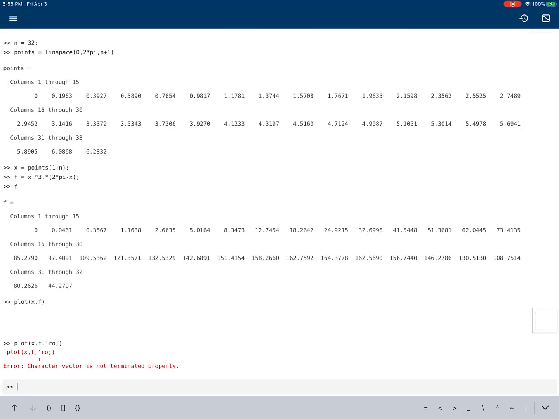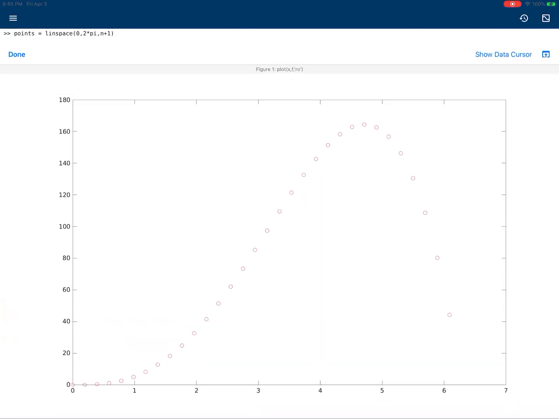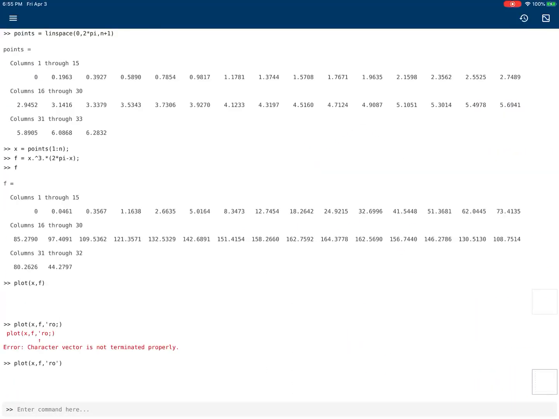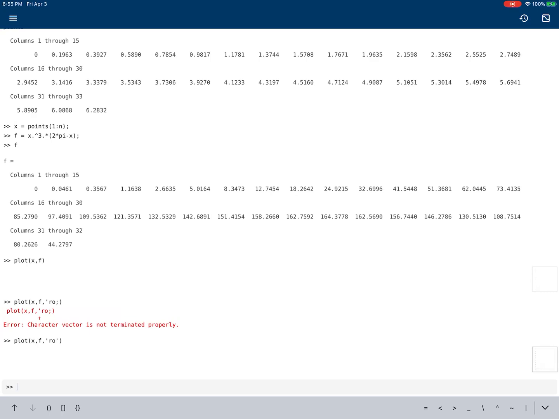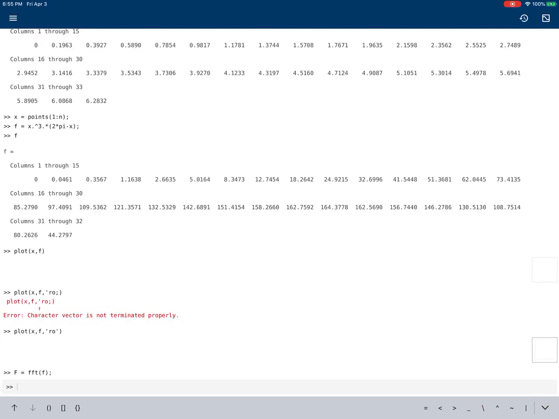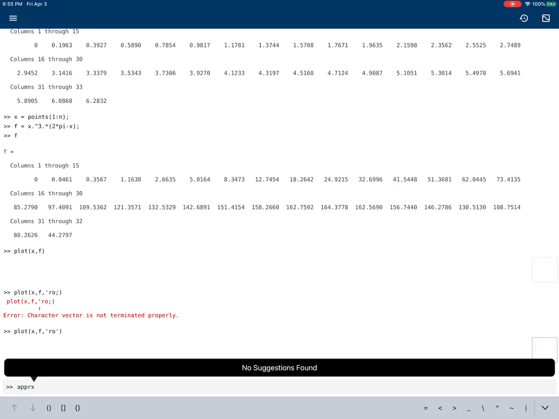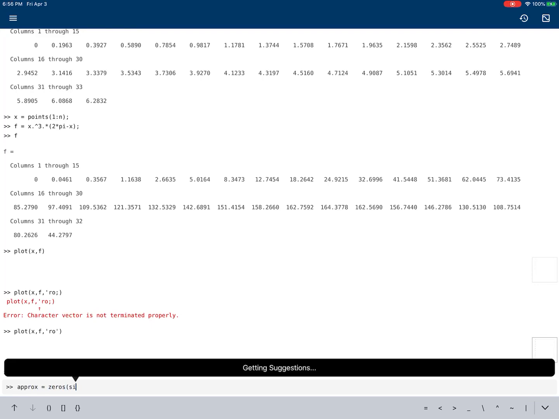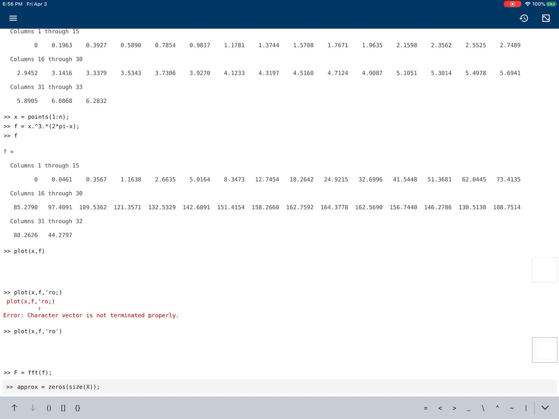It's almost impossible to see that this guy is kind of strung together. We'll do that in red circles again. Oh, shoot. Do that in red circles again. It's easy to see now, or easier to see, that this is a better approximation of the original function to begin with. So let's have a look now. We would like to create the Fourier transform coefficients, the DFT coefficients. So we're going to use FFT of little f to create that vector. And we are going to now reconstruct the function with approx.